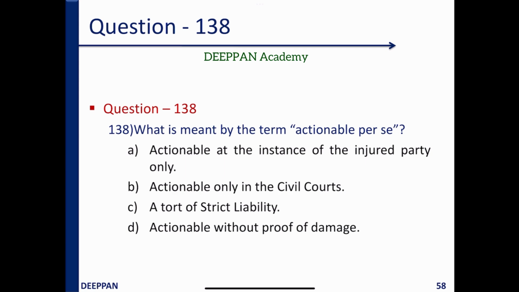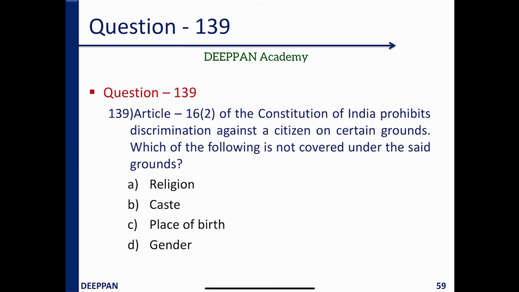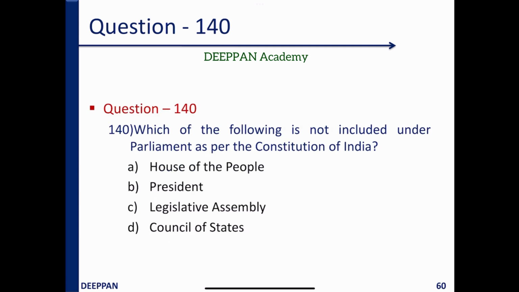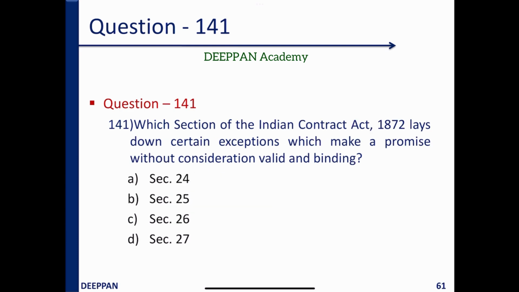What is meant by the term actionable per se? Actionable without proof of damage. Article 16(2) of the Constitution of India prohibits discrimination against a citizen on certain grounds. Which of the following is not covered under the said grounds? Gender. Which of the following is not included under Parliament as per the Constitution of India? Legislative Assembly.